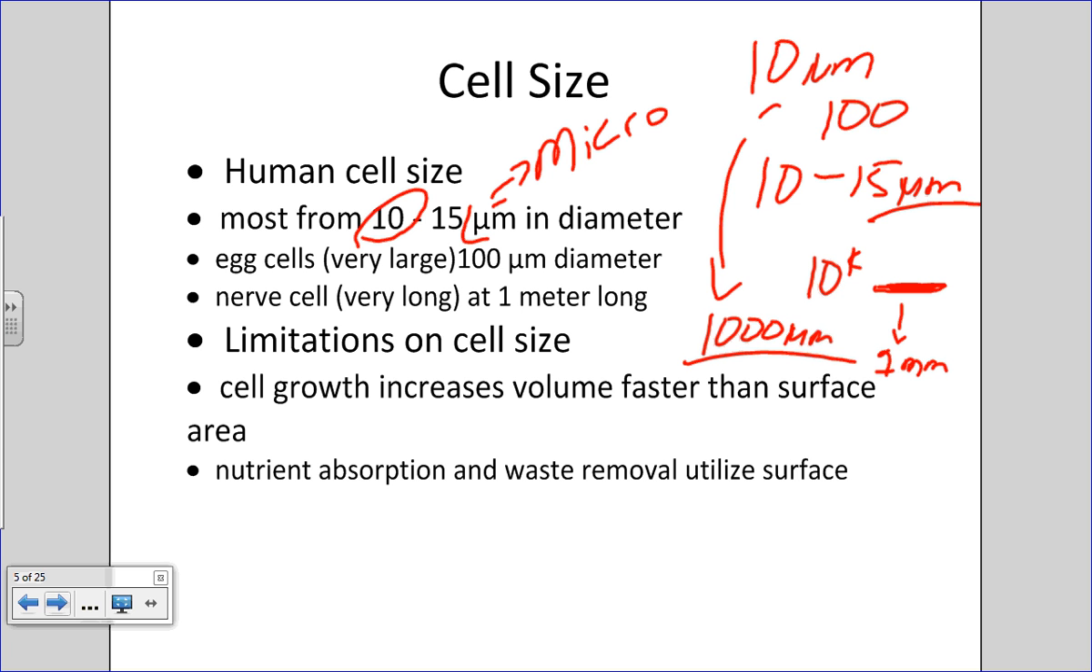Now, obviously, not every single cell is 10 to 15 micrometers in diameter. There are some cells that are only about 7.5. Those are erythrocytes, or what we're going to abbreviate as red blood cells. Those are very small, but their size also reflects the jobs they have to do.